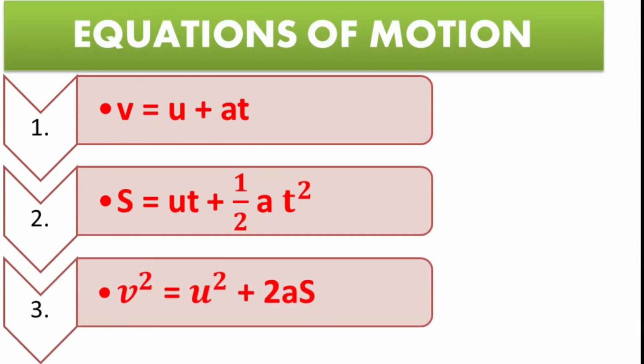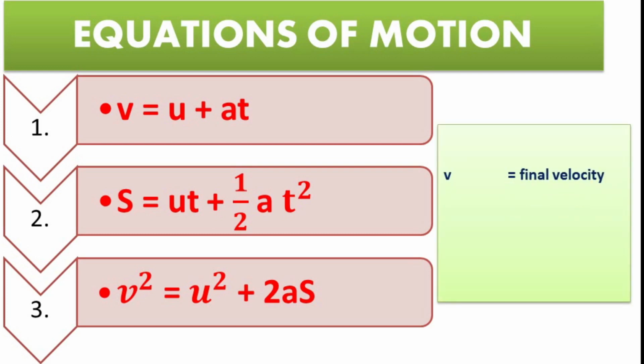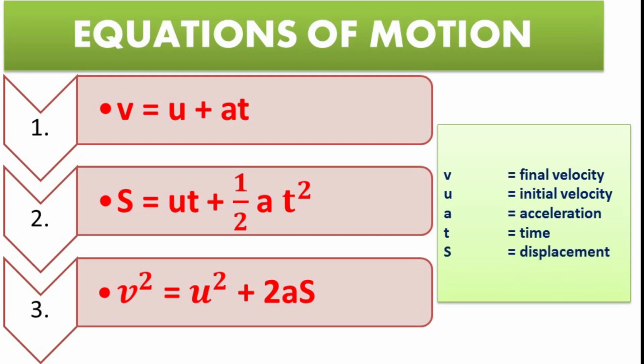They are: number 1, v = u + at. Number 2, s = ut + half at square. Number 3, v square = u square + 2as, where v is final velocity, u is initial velocity, a is acceleration, t is time, and s stands for displacement. Please do learn these formulas by heart. It is very useful to do the numerical problems of this part.